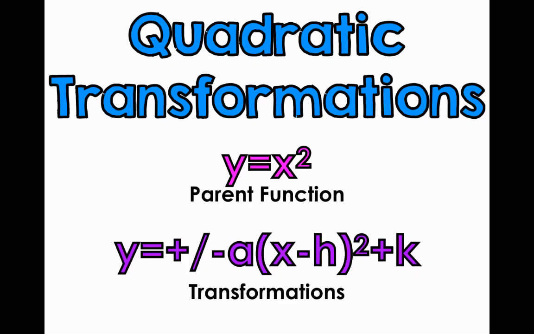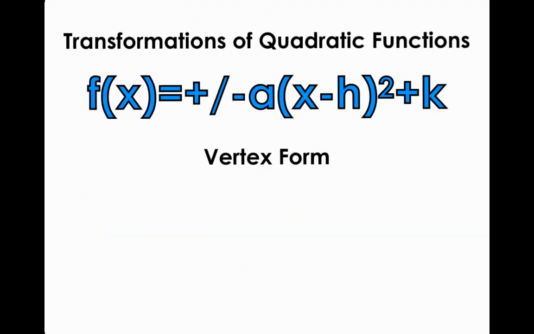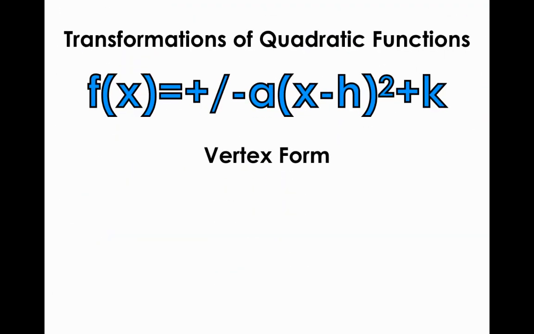On quadratic transformations. Before we get started, let's remind ourselves that what we're always going to base it off of is this parent or base function of y equals x squared. And when we're transforming it, it's going to have plus or minus a, bracket x minus h, squared, plus k. That's how we view our transformations. But that is also what we refer to as our vertex form, remember?